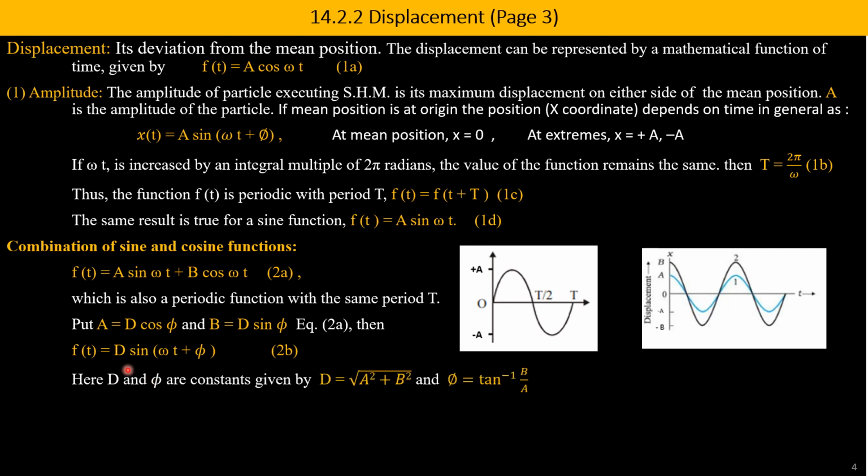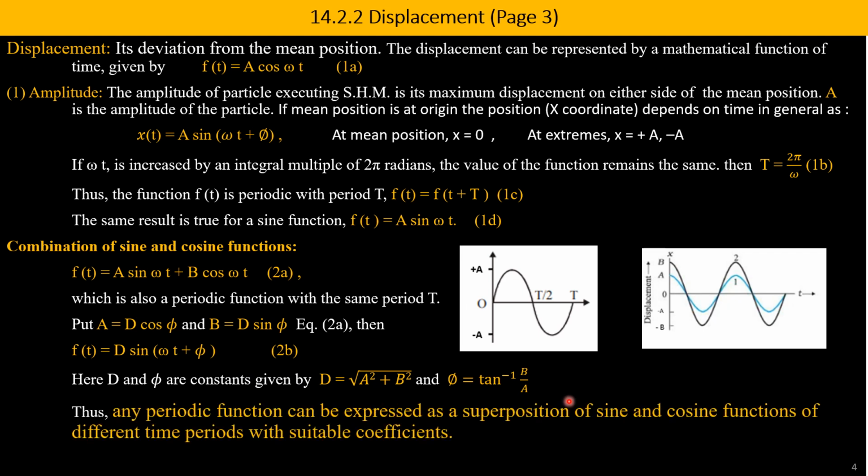Here d and phi are constants given by the relation d is equal to square root of a square plus b square, and phi is equal to tan inverse of b by a. Thus, any periodic function can be expressed as a superposition of sine and cosine functions of different time periods with suitable coefficients.